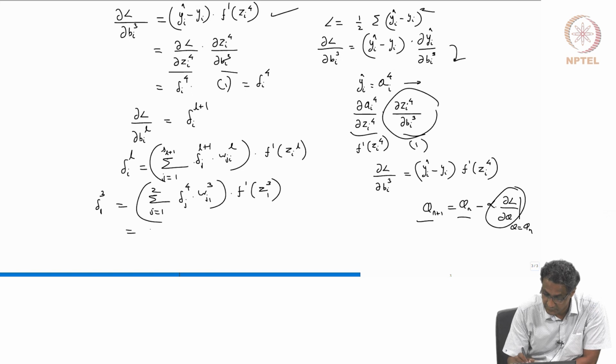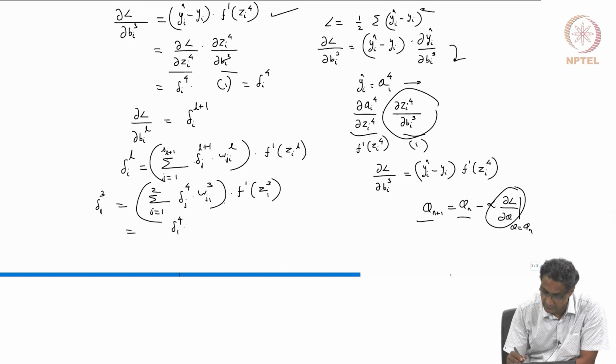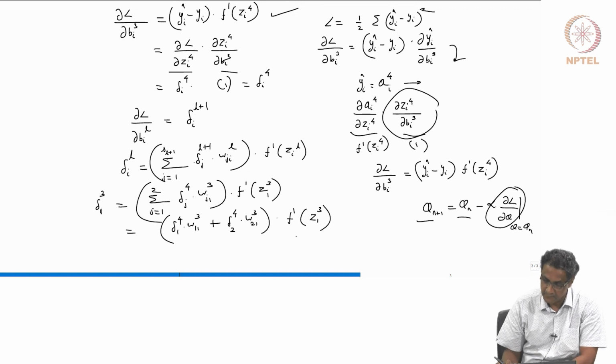Therefore, if you expand this, what will you get? You get delta 1 4. All these are scalars, okay, so it's okay to multiply in whichever order. So W 1 1 3 plus, let's put this in a bracket, plus delta 2 4 W 2 1 3 into f dash of z 1 of 3, correct.